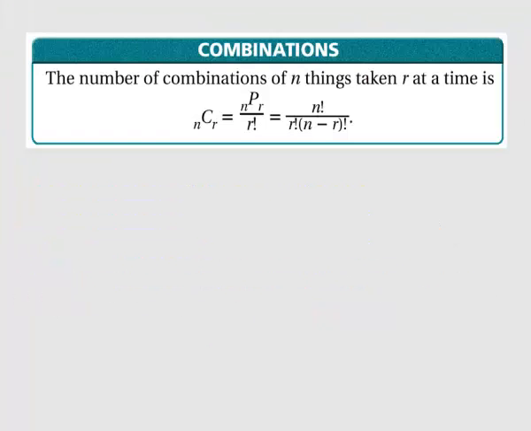So there's an official definition and formula for this. The number of combinations of n things taken r at a time is C(n,r), which equals P(n,r) over r factorial, which equals n factorial over r factorial times n minus r factorial.